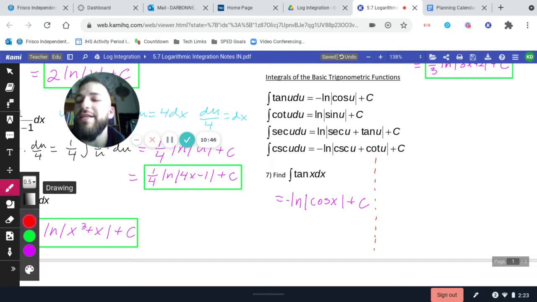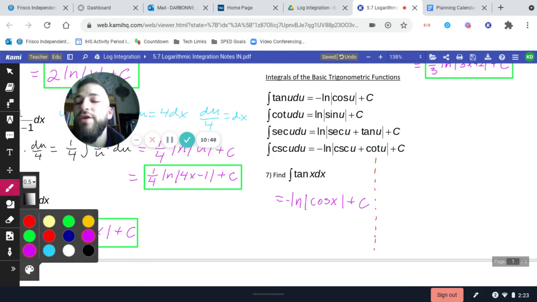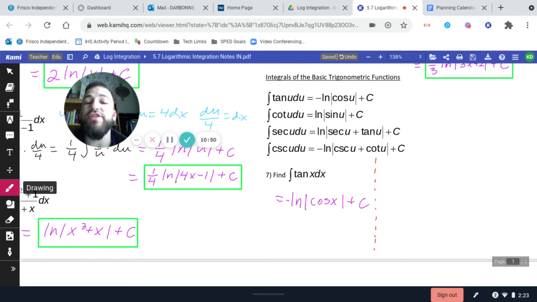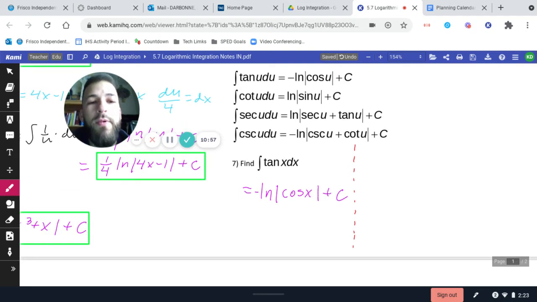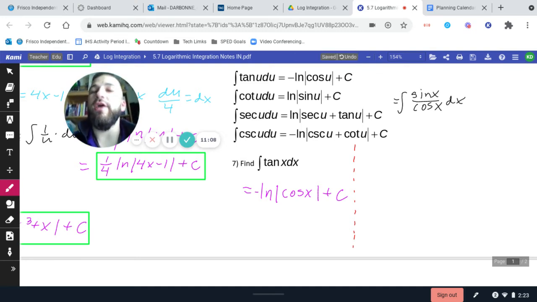So if you know your trig identities by heart, then you might know that you can change tangent of x to be sine of x over cosine of x. So I can change this to be the integral of sine of x over cosine of x dx. Hey, now what does that look like? Well, we know the derivative of cosine is negative sine. So while the sine isn't quite right, the derivative of cosine is on top. So that looks a lot like u prime over u.